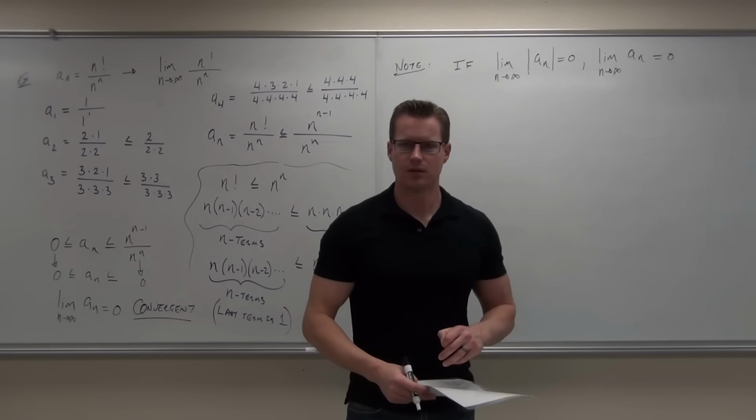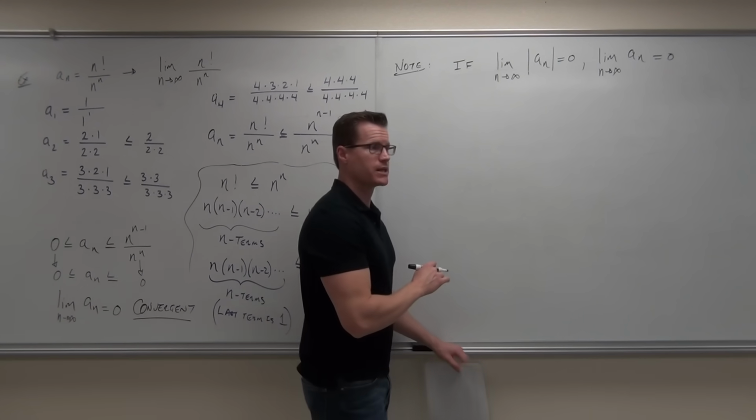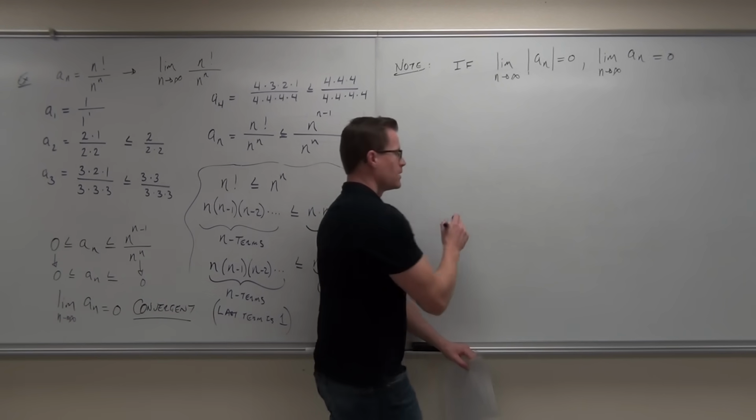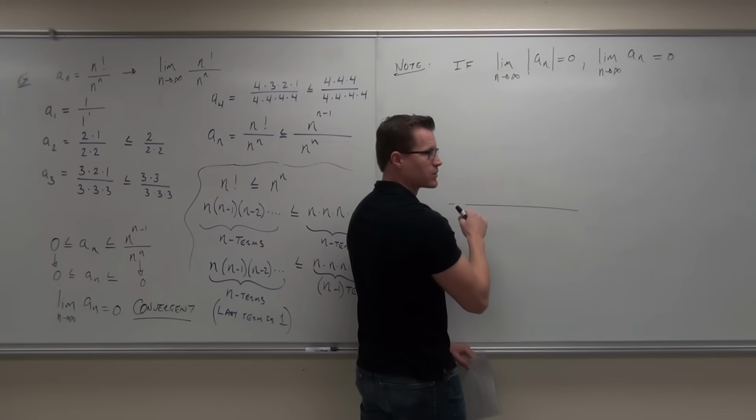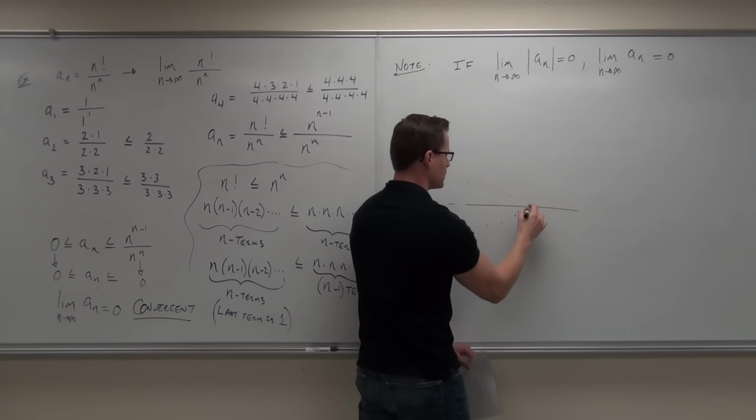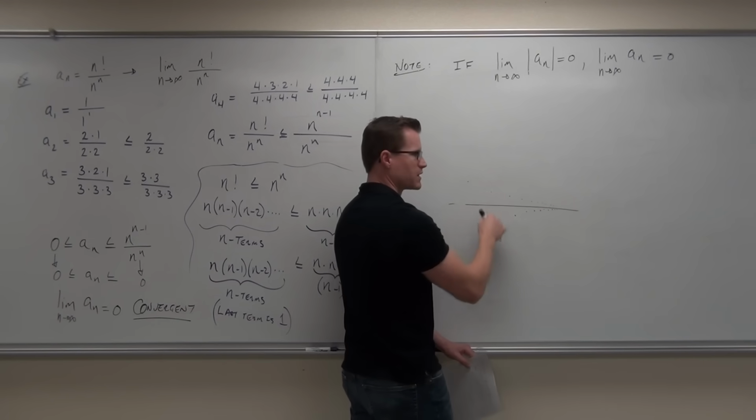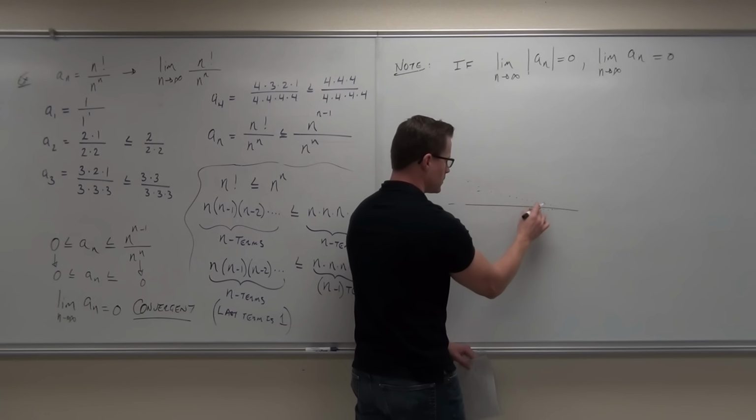You're like, so what? Why in the world? Here's what this is. Look, if you have a limit where you take the absolute value and it equals 0, and you have something that goes positive, negative, positive, negative, positive, negative, positive, negative, and you change all these to absolute value, you get something that looks like this.